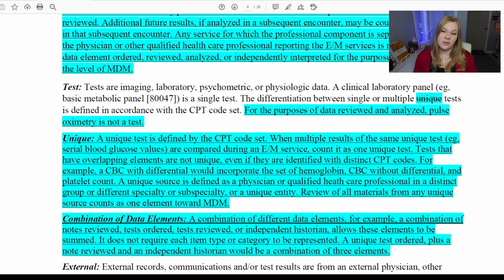Then we have the definition of combination of data elements, which is a combination of different data elements, for example, a combination of notes reviewed, tests ordered, tests reviewed, or independent historians. It allows these elements to be summed. It does not require each item type or category to be represented. A unique test ordered plus a note reviewed and an independent historian would be a combination of 3 elements.